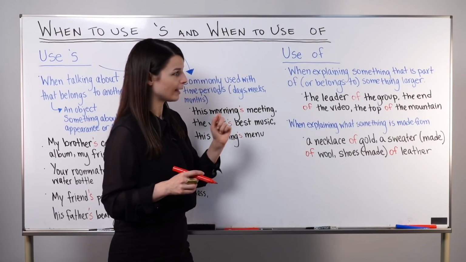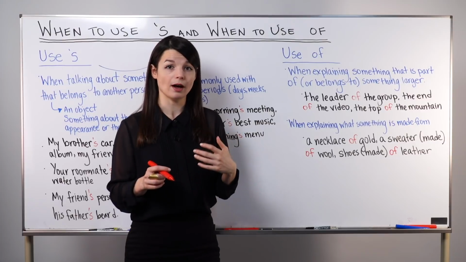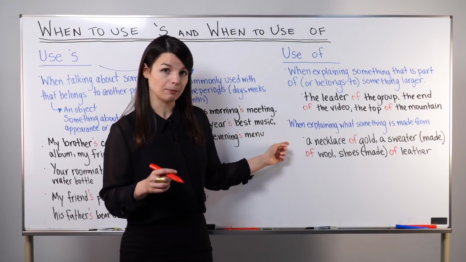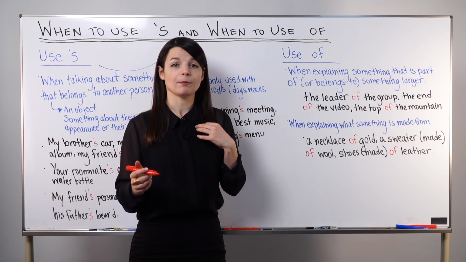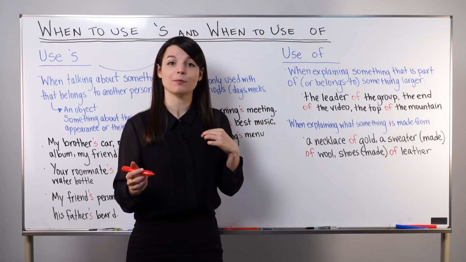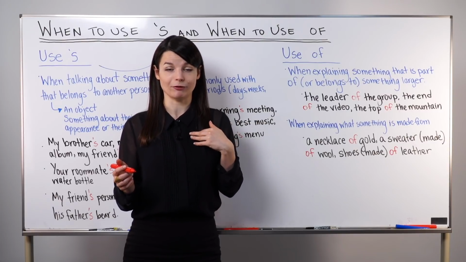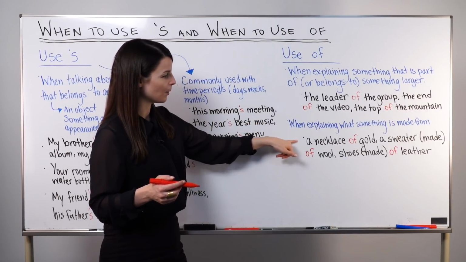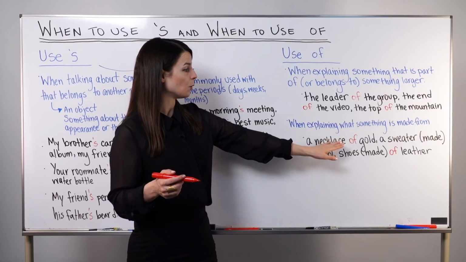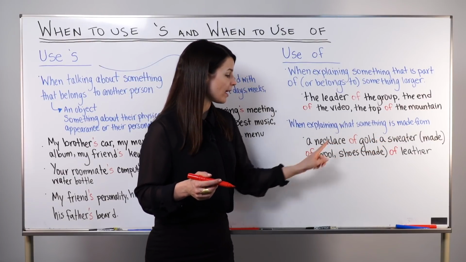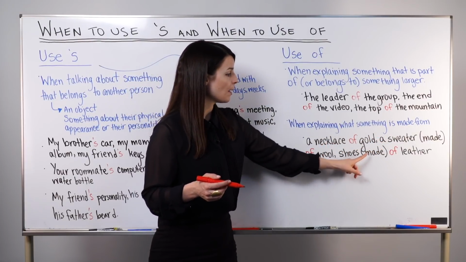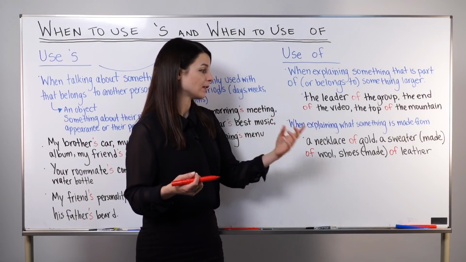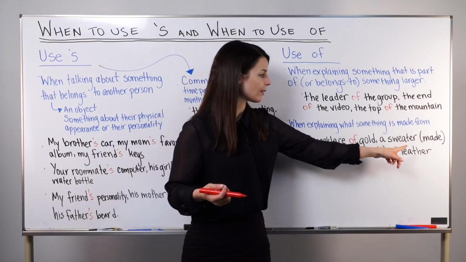Okay, with that in mind, let's look at another way that we use "of". We use "of" when explaining what something is made from. So we use this when talking about materials. So if I want to talk about the material my shirt is made from, I could use "of" to describe that. Let's look at some examples though. A necklace of gold, a sweater made of wool, shoes made of leather. So here in these examples, I'm talking about materials, gold, wool, and leather.